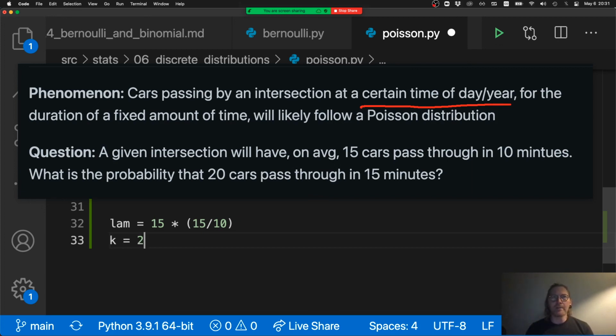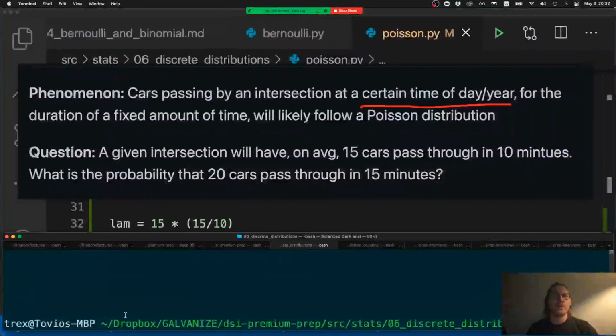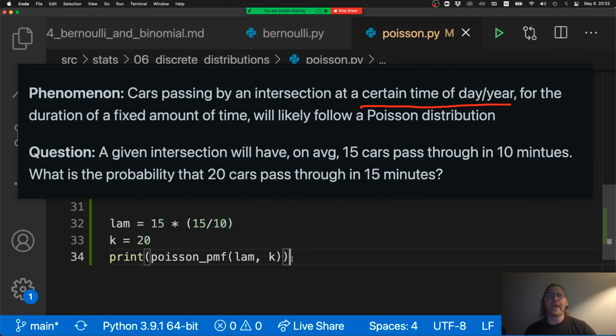And then our k is 20, right? What is the probability that 20 cars pass through in 15 minutes? We can just plug that in at this point into the Poisson PMF. So we can pass in lambda, we can pass in k, and this should be probably less than probability of 10 or so. So let's see, 0.0769 roughly, right?